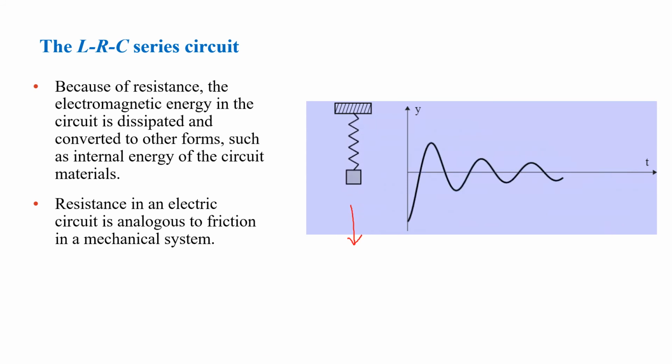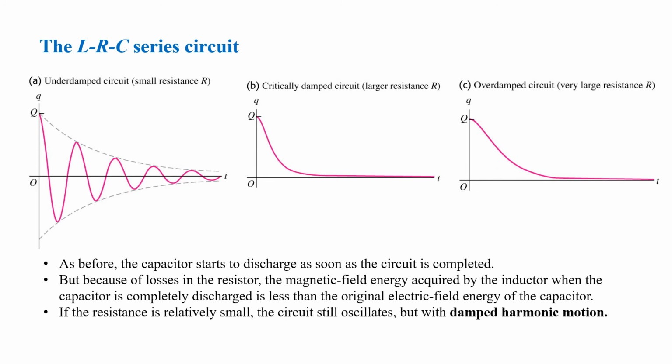So there's this gravity, okay, it stops this spring from oscillating forever. So this spring will of course stop at some time t, and you'll observe that the change in y becomes like this. So y decreases as time increases, and this is similar to your LRC circuit. Resistance in an electric circuit is analogous to friction in your mechanical system. So these are some of the changes in Q, your charge Q in your LRC circuit.